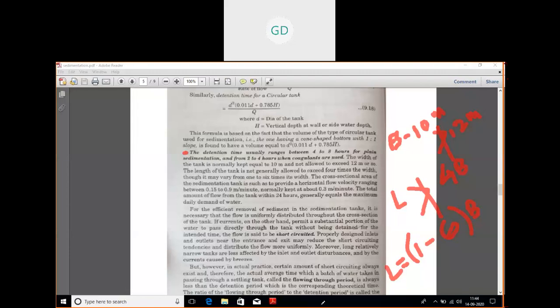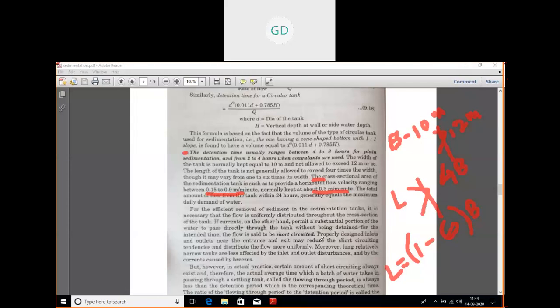So next is the cross sectional area. The cross sectional area of the sedimentation tank is such as to provide a horizontal flow velocity ranging between 0.15 to 0.9 meter per minute. Write down again, normally kept at about 0.3 meter per minute. Write this in short.